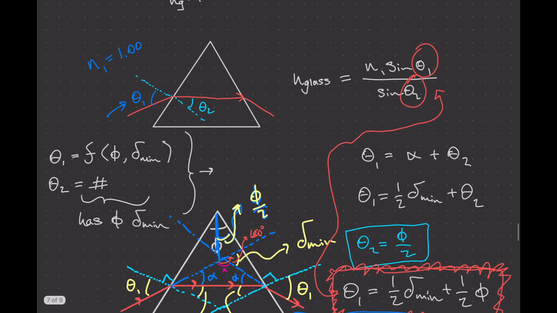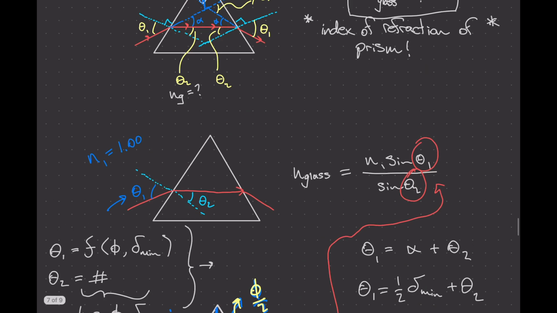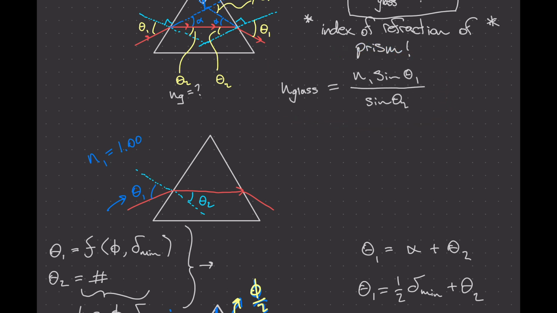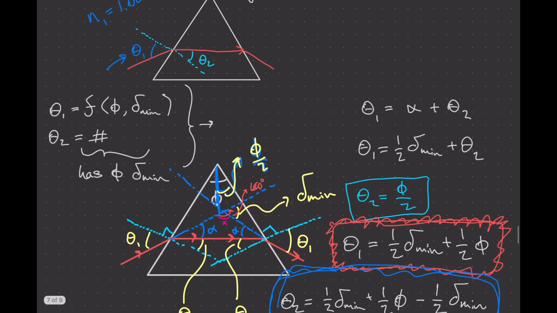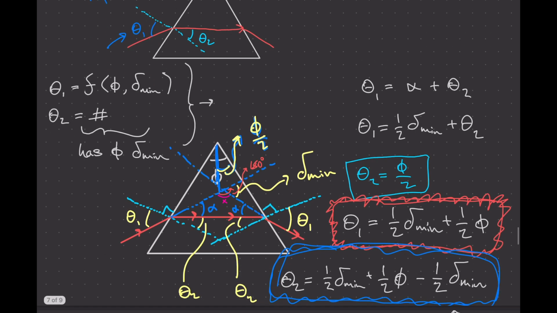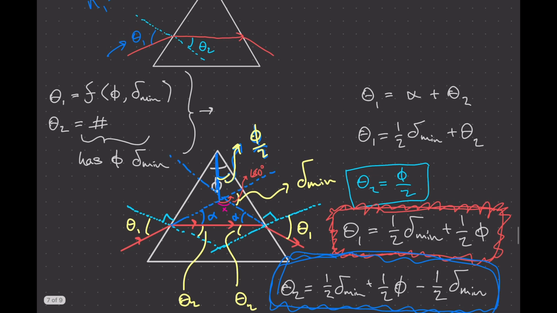And looking back at the original equation, we can just plug in those expressions for these circled theta 1 and theta 2, which is what I will do right now. After I clean up a little bit, I'm going to move this thing up here, do an equal sign, and that is what we're looking for. We got n1, which is 1. It's the index of air, so it doesn't really matter. The important stuff is what follows. So sine of theta 1, I have delta min over 2 plus phi over 2. 1/2 delta min plus 1/2 phi.